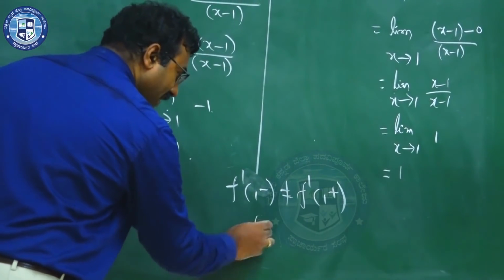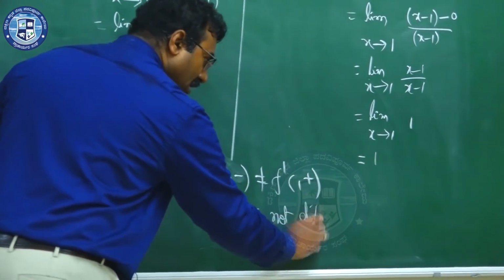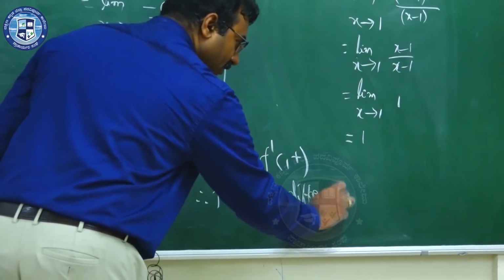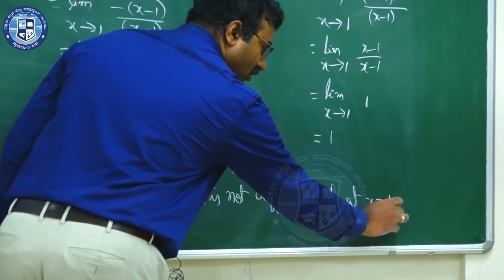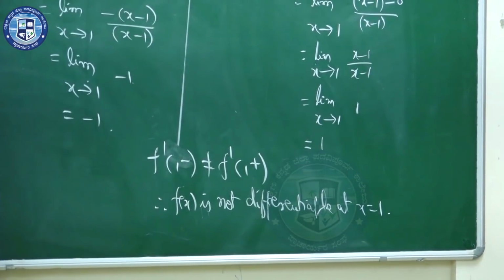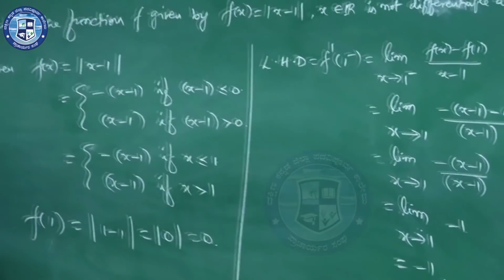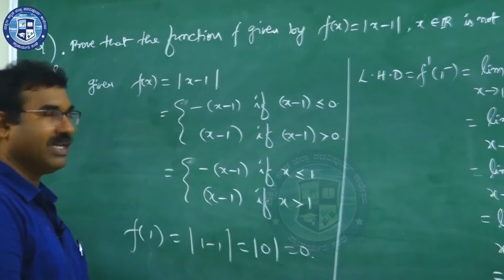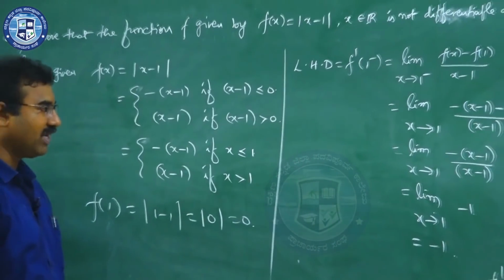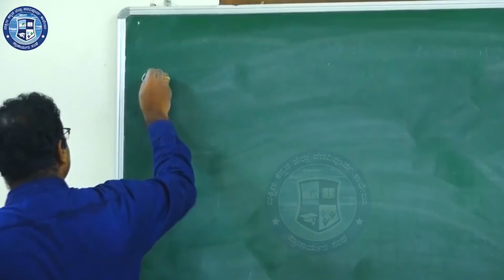Therefore, f(x) is not differentiable at x equal to 1. Okay. Hence proved. That is what they asked, prove that the function f given by f(x) is equal to mod x minus 1, x belongs to R is not differentiable at x equal to 1. So, we proved that it is not differentiable at x equal to 1.